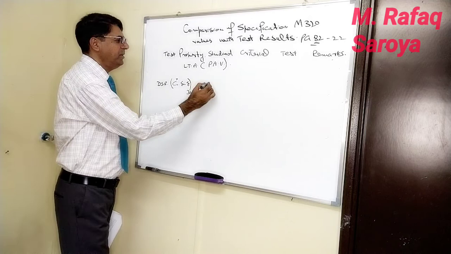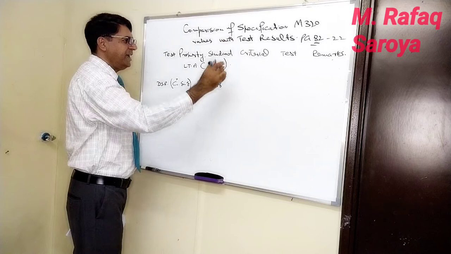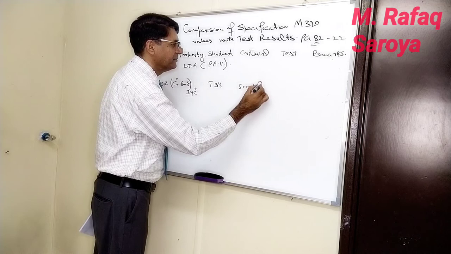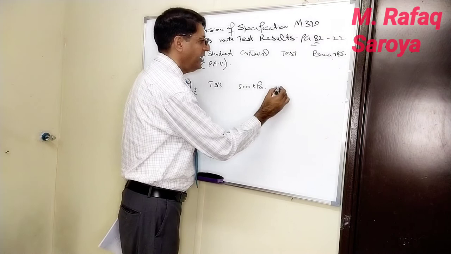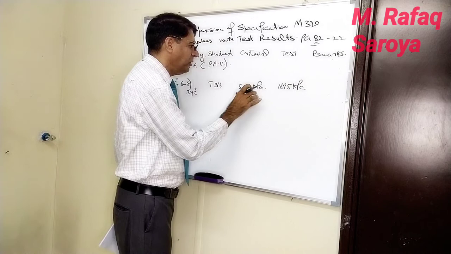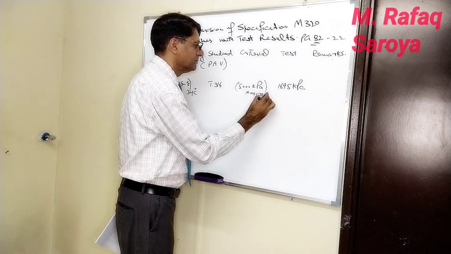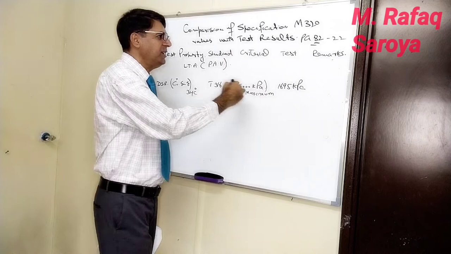Similarly, also T316. Criteria say its value should be a maximum of 5000 kPa. But my test result has shown that its value comes out to be 1695 kPa. You see, this is the maximum, and I am far lower than this maximum value. It means my material is complying.